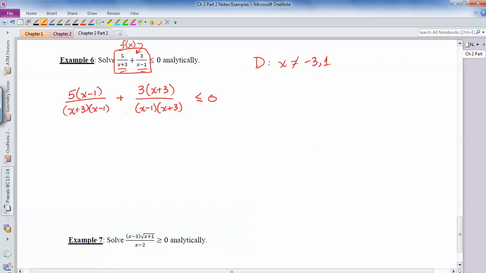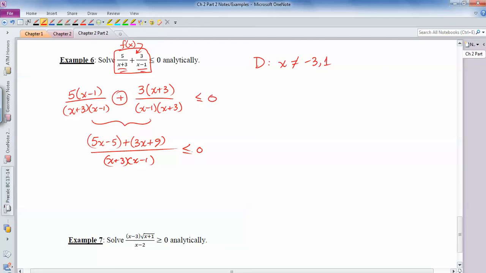So at this point, I can combine the two on this side. So this turns into 5x minus 1. I'm going to distribute the numerator. So it's 5x minus 5, and then plus 3x plus 9. And the reason I put these in parentheses is because if this was a minus right here instead, you'd have to distribute that negative. And I've noticed up to this point in the year, anytime that comes up, a lot of people have forgotten to distribute the negative. So the denominator is the same for both, x plus 3, x minus 1. And that's going to be less than or equal to 0. Okay.